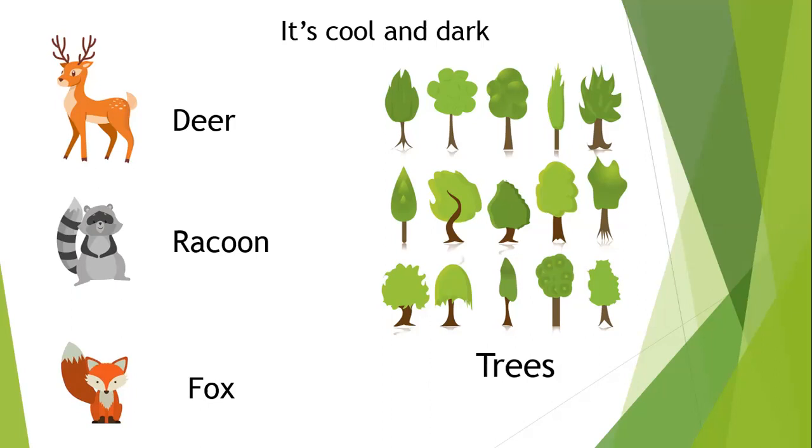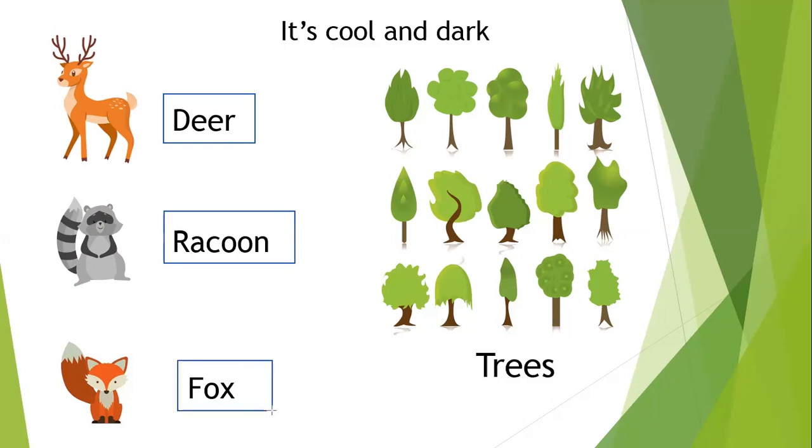So let's review a little bit. Tell me, what can a deer do? Remember can? Let's practice with it. What can a deer do? Well, a deer can hear very, very well. A raccoon can climb trees. A fox can catch a rabbit.